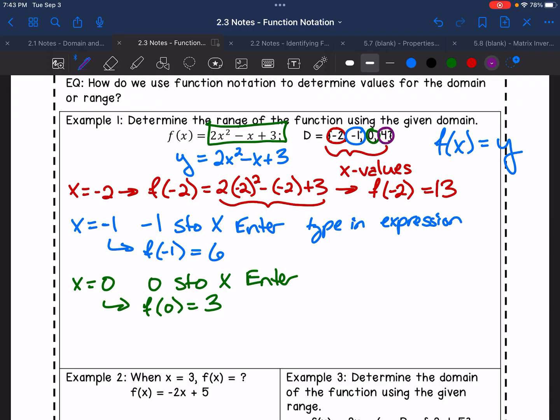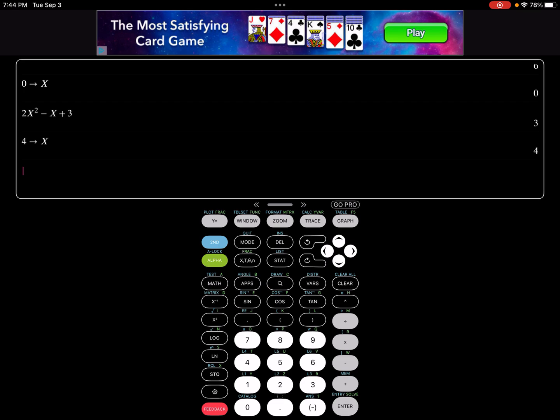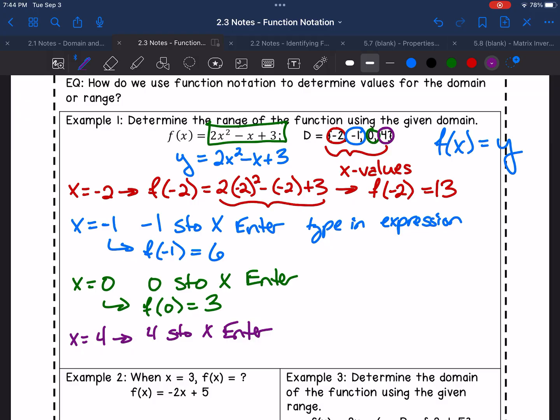All right, and then my last number is when I have a 4, so x equals 4. So I'm going to do 4 store x, enter. I'm going to go up and highlight my expression, press enter, and it tells me 31. So f of 4 is 31. All right, so we found 4 values. We found 13, 6, 3, and 31.